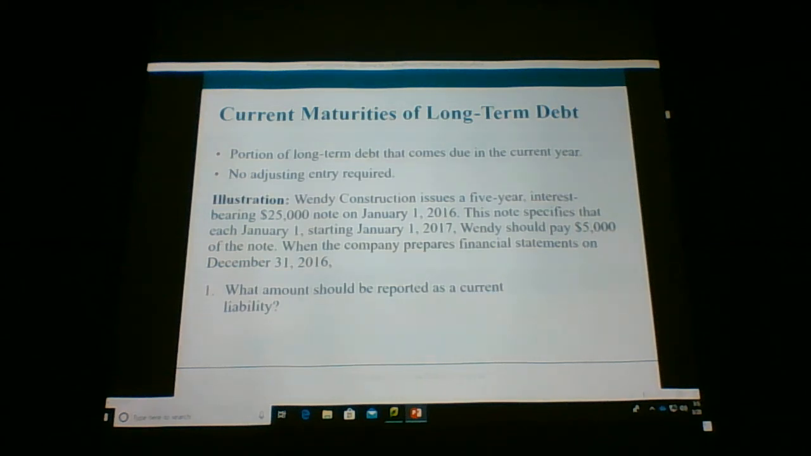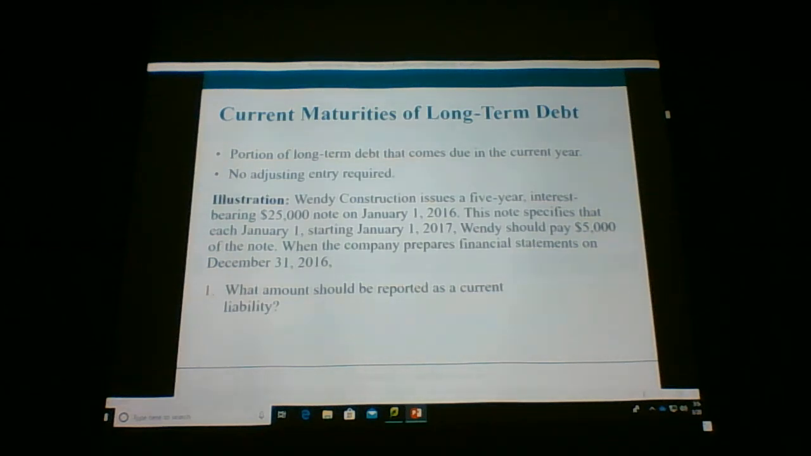Okay? So let's look at this example they give us. It says Wendy Construction issues a 5-year interest-bearing $25,000 note on January 1 of 2016, and this note specifies that every January 1st, starting on January the 1st of the next year, 2017, Wendy should pay $5,000 of the note. Okay? So when they say $5,000 of the note, we're talking $5,000 of the principal. Their actual payment was almost certainly more than $5,000. How much more? Doesn't matter.